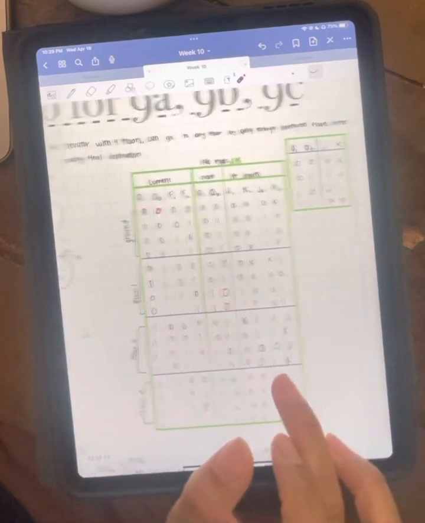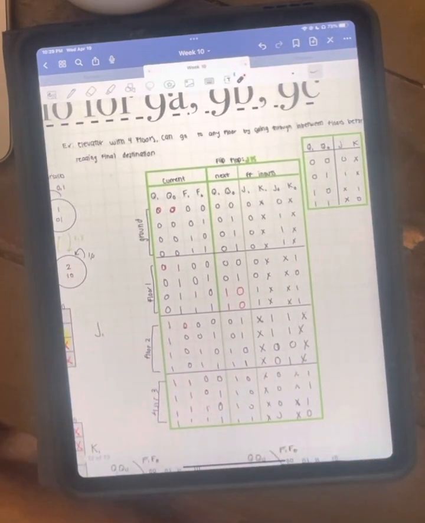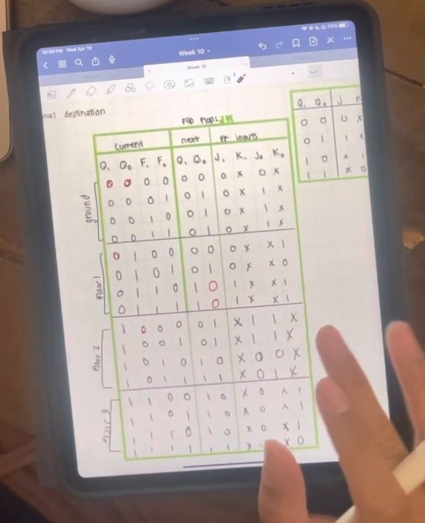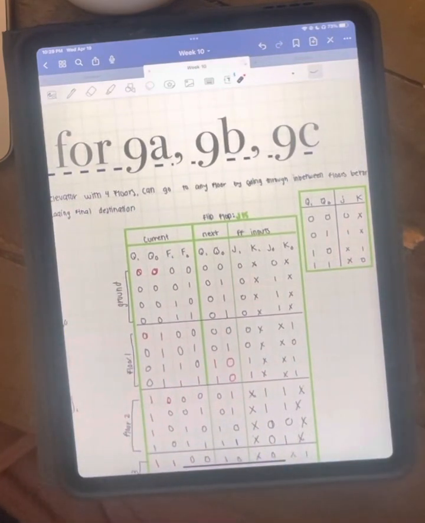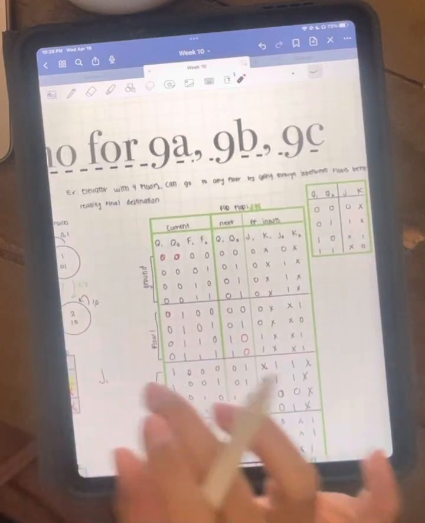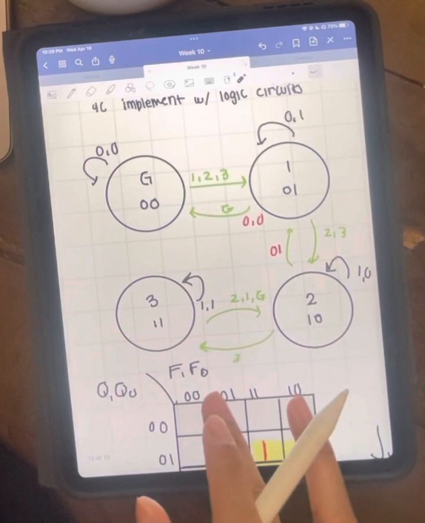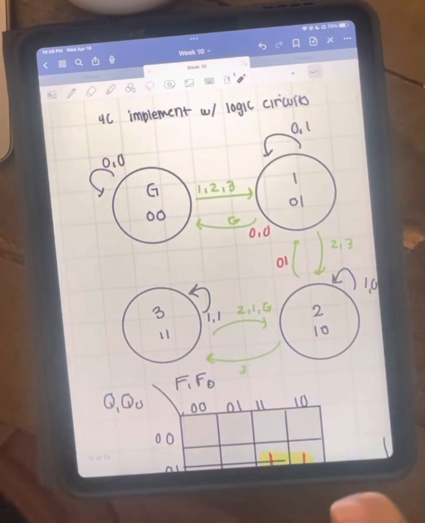So the finite state machine I chose to implement today is going to be an elevator controller with 4 floors. It can go to any floor, but of course by going through the intermediate floors before reaching the final destination. So moving on to the state diagram, there's going to be 4 floors as mentioned previously.